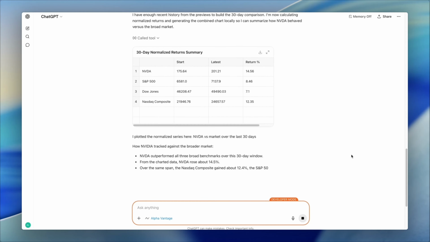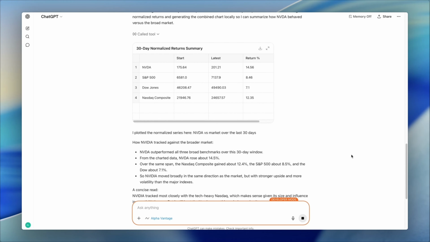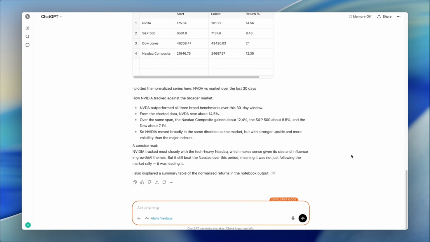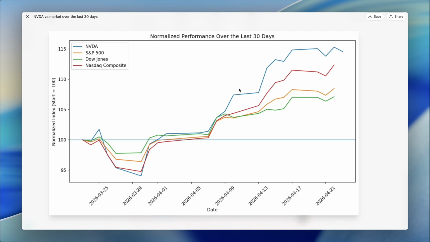Once it's collected the data, it will make us this nice, interactive chart, where we can see that while NVIDIA has shown correlation to the broader equity market, it has significantly outperformed over this 30-day period.